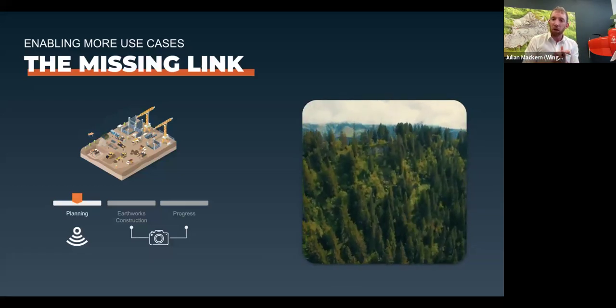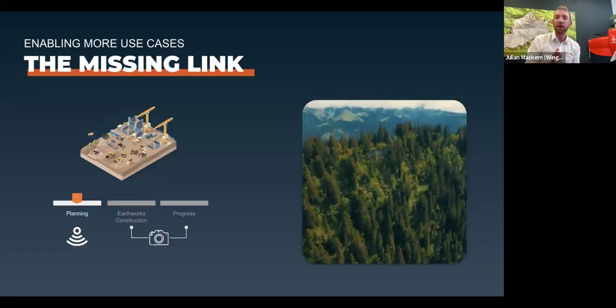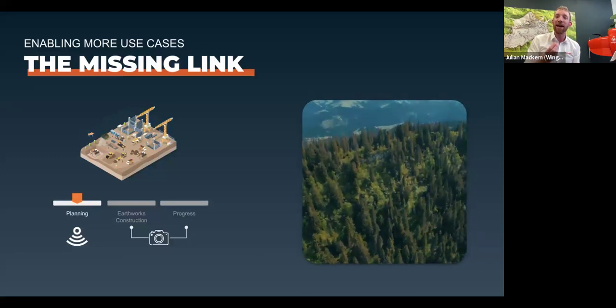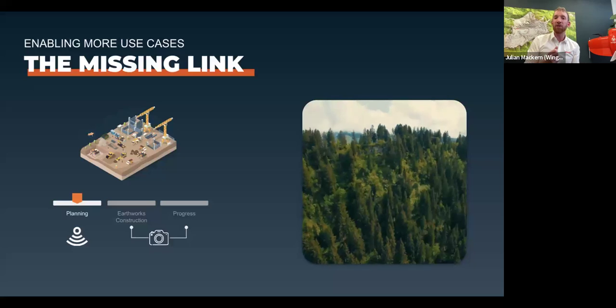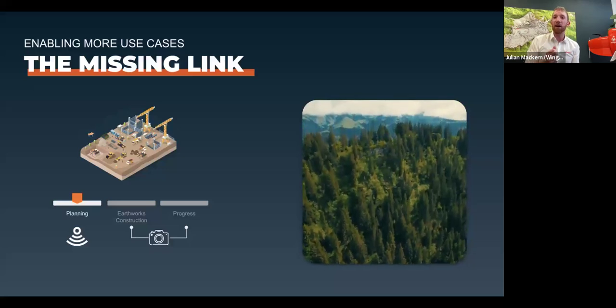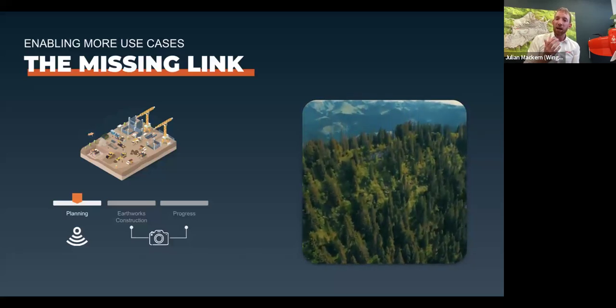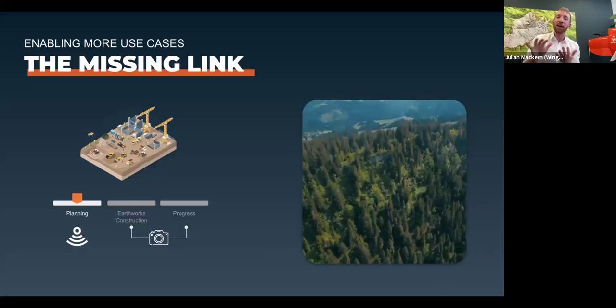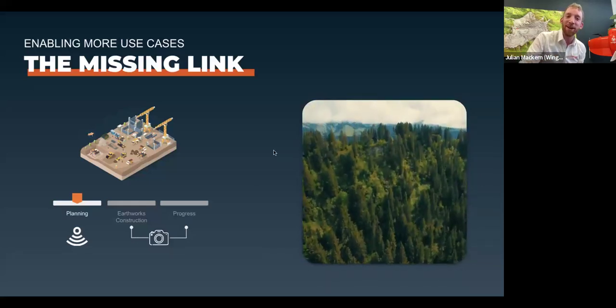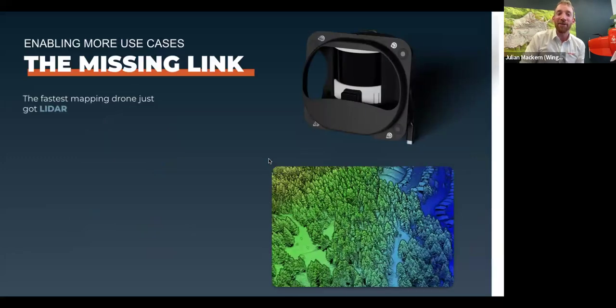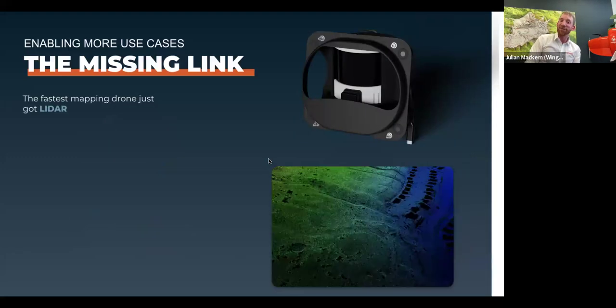But we know that there was always this missing link of being able to understand the terrain under the vegetation. And we know that there are stages, when it's planning and design, when there's bidding, that we need to really know what the terrain looks like underneath the vegetation. So that's why we are bringing you today the Wingtra LiDAR. So the fastest mapping drone just got LiDAR.